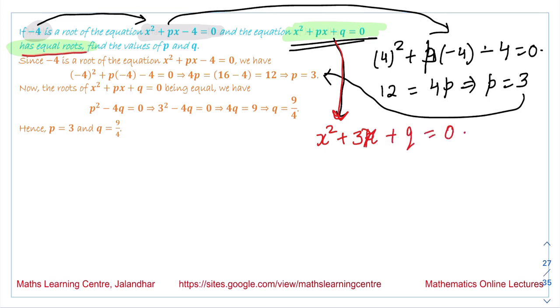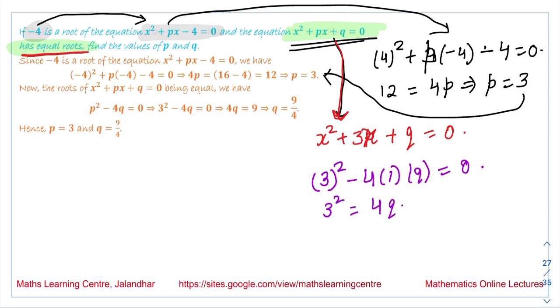Now it is given that this equation has equal roots, it means b square minus 4ac is equal to 0. So we get 3 square is equal to 4q. So what we get is that the value of q is 9 by 4. So we have obtained the value of p is 3 and value of q is 9 by 4. And this is what we have to calculate.